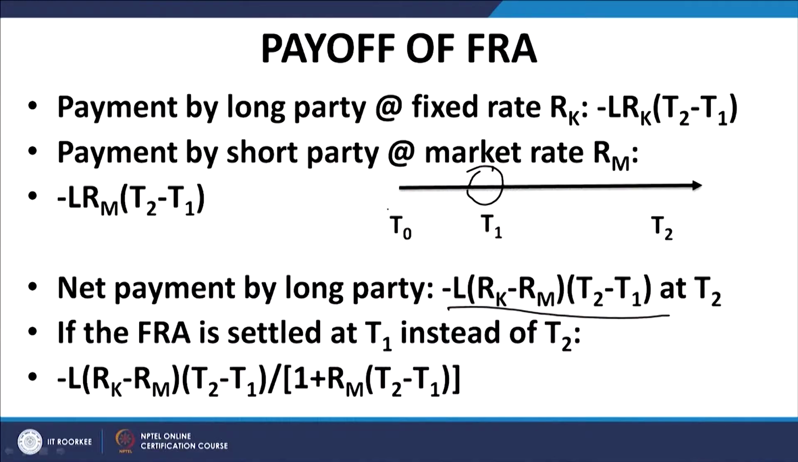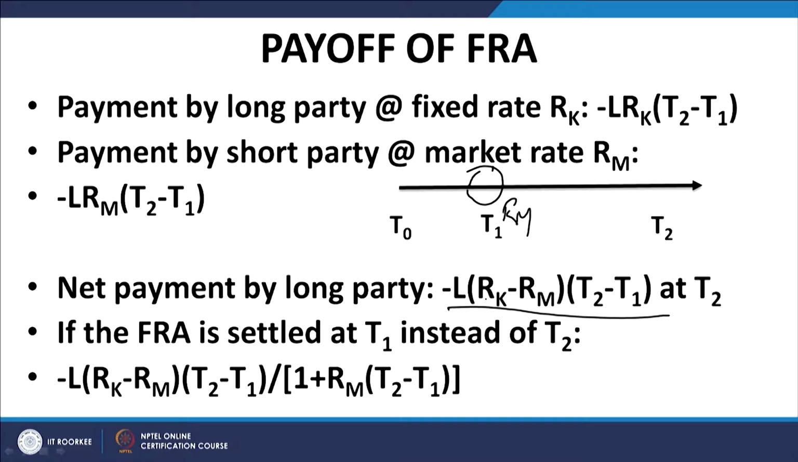So, suppose you want to settle it at T1, you will obviously work out the present value of this at what rate? At the current rate, and the current rate happens to be R M. So, you work out the present value of this net cash flow, which is divided by 1 plus R M into T2 minus T1. So, this is the amount that will be exchanged between the long party and the short party, and this exchange will take place at T1.